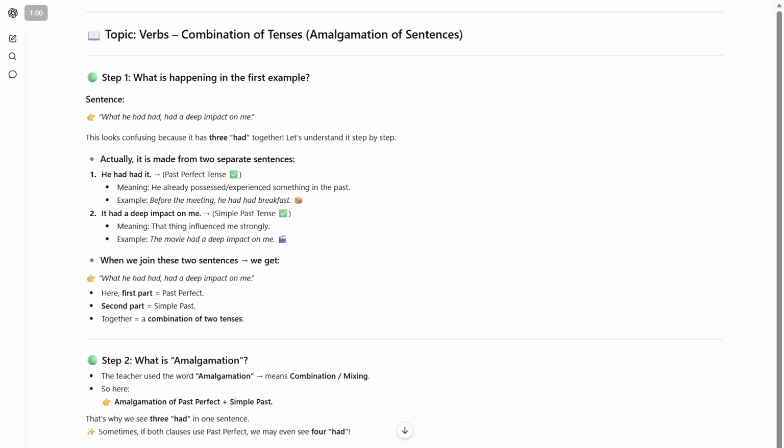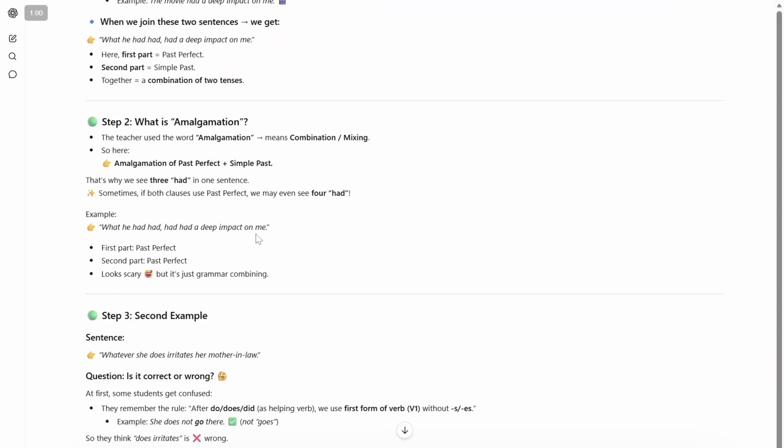One, he had it, meaning he already experienced something in the past. Example, before the meeting, he had breakfast. Two, it had a deep impact on me, meaning that thing influenced me strongly. Example, the movie had a deep impact on me. When we join these two sentences, we get what he had had a deep impact on me. Here, first part equals past perfect. Second part equals simple past. Together equals a combination of two tenses.